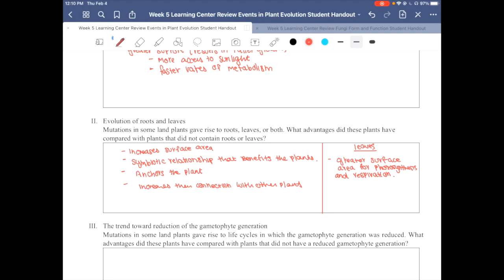So the comment says leaves store starches. I'm not sure if that's specific to the leaves or if that's throughout the plant.